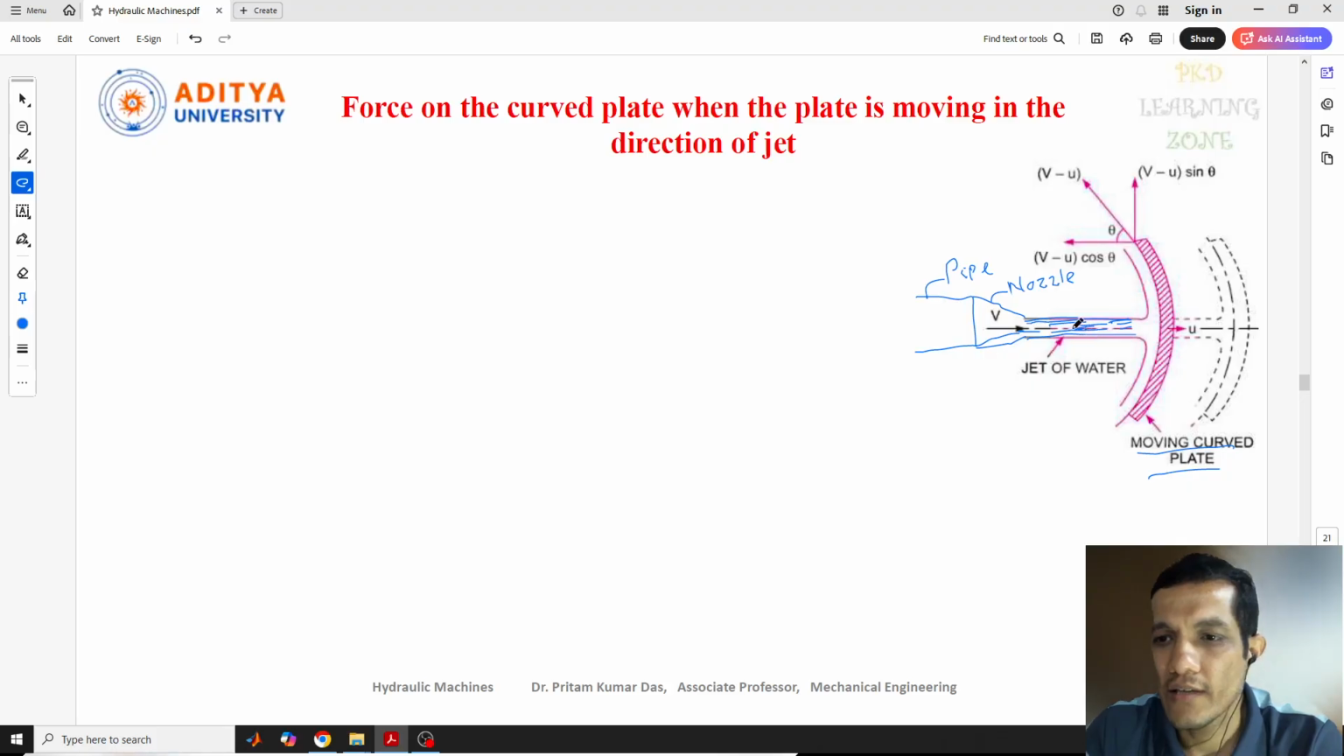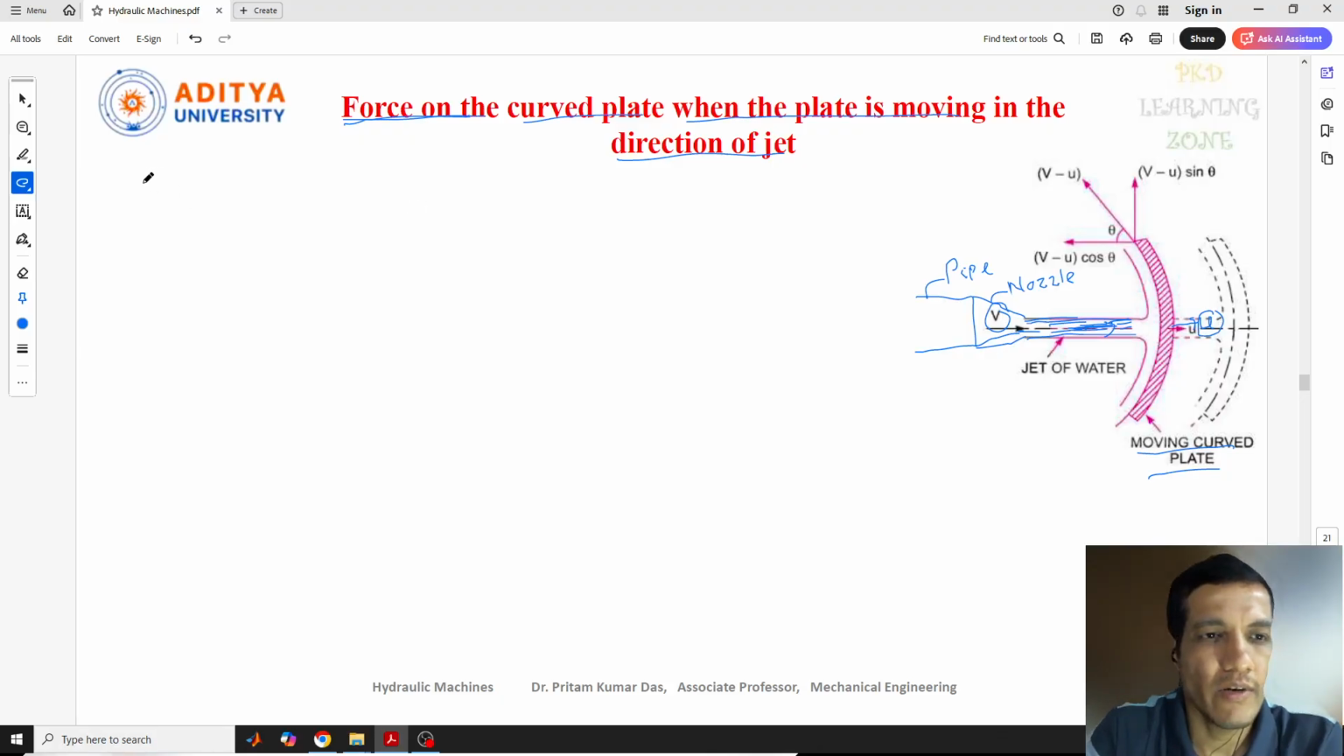After the jet of water strikes the plate, the plate starts moving. Initially the jet of water is moving with a velocity of v, and after striking the plate, the plate starts moving with a velocity of u. So there are two velocities present. Let me write some parameters required for this derivation. We need to find the force exerted by the jet of water on the curved plate when the plate is in moving condition. This is our aim in this lecture.